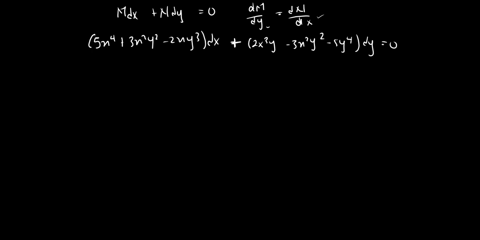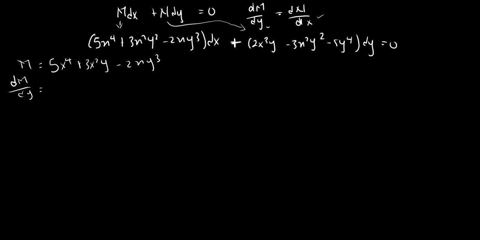Now what is our M? According to the formula above, this is going to be our M, and here is going to be our N. Our N is what is with dy, and our M is what is with dx. Very simple. So M is equal to 5x^4 + 3x^2y^2 - 2xy^3. Now we are going to find dM/dy, which means we find the derivative of M with respect to y. Any other variable is going to be a constant, so all the x in this M is a constant. Only y is the variable.